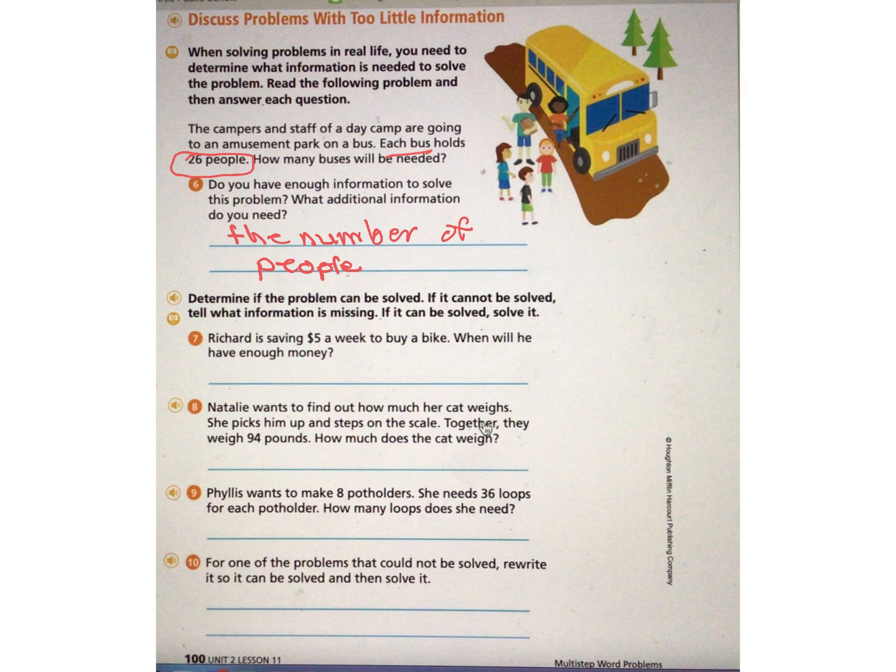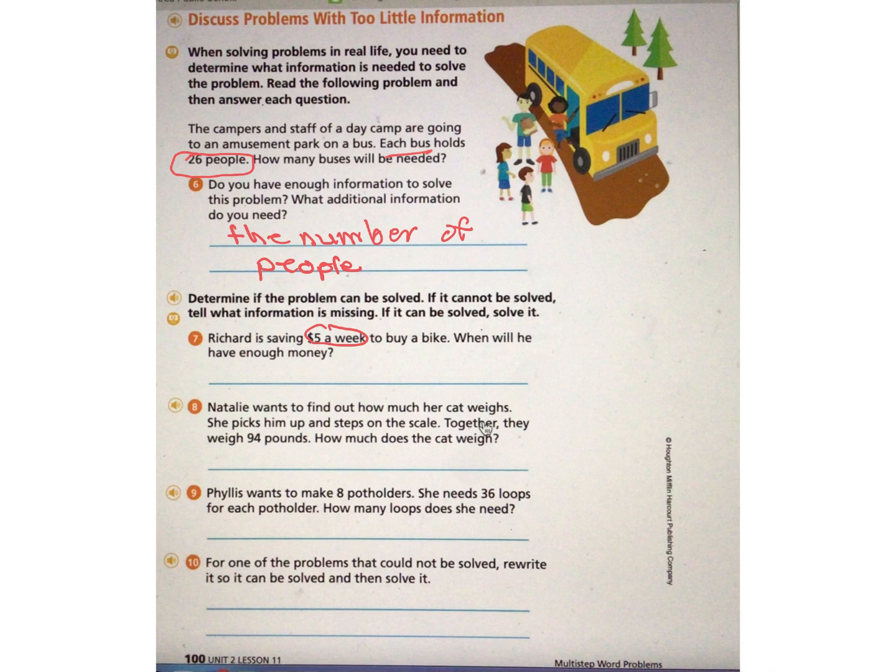Next, it says determine if the problem can be solved. If it cannot be solved, tell what information is missing. If it can be solved, solve it. So number 7, Richard is saving $5 a week to buy a bike. When will he have enough money?